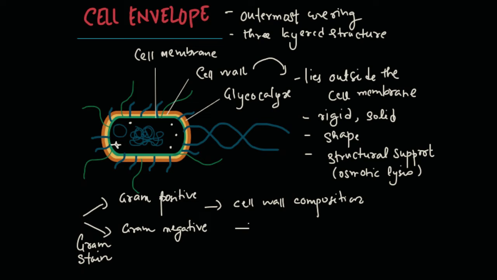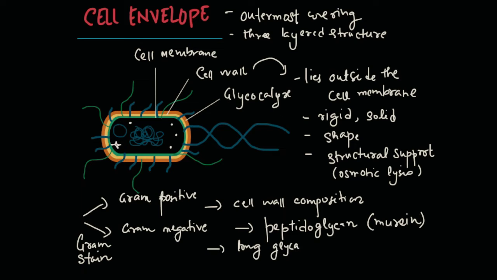Cell wall is made up of peptidoglycan, also known as murein. Peptidoglycans are composed of long glycan chains which are cross-linked by peptide chains. Hence the name peptidoglycan. So this was all about cell wall.